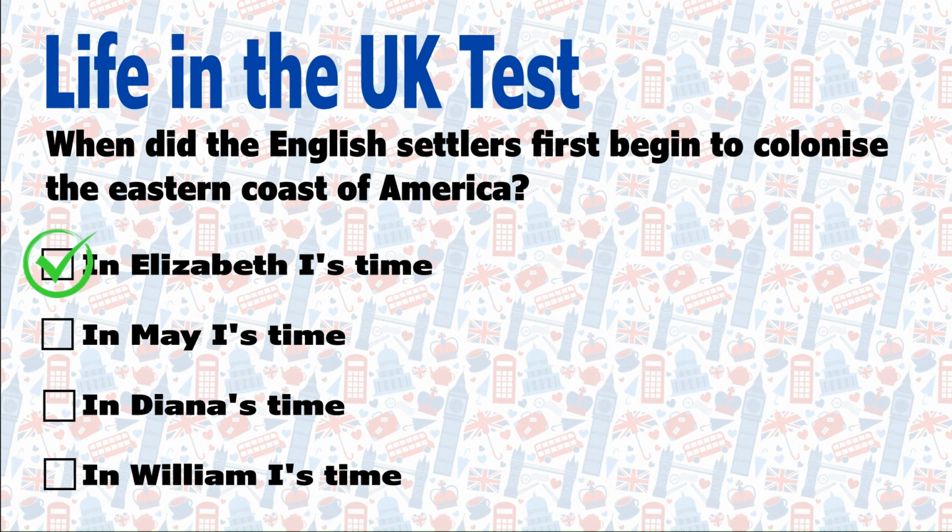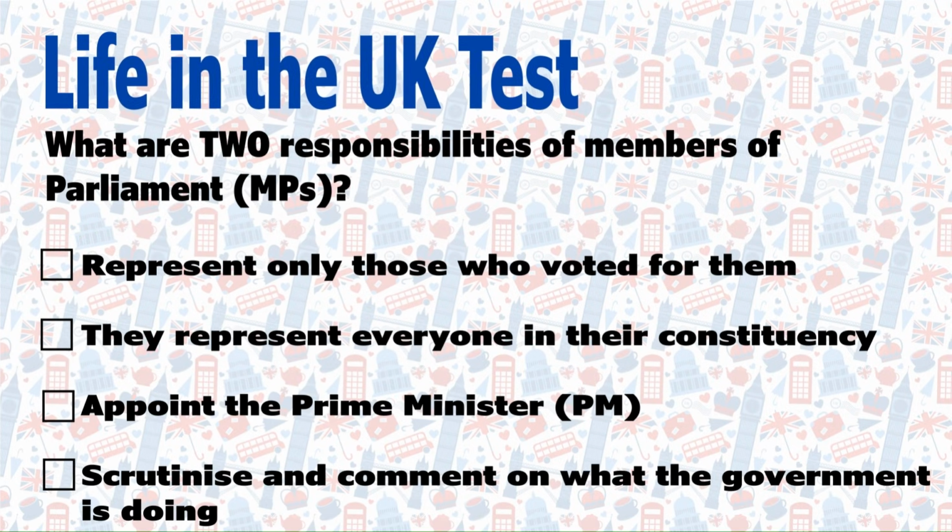In Elizabeth I's time, English settlers first began to colonize the eastern coast of America. This colonization, particularly by people who disagreed with the religious views of the next 2 kings, greatly increased in the next century. What are 2 responsibilities of members of Parliament, MPs?